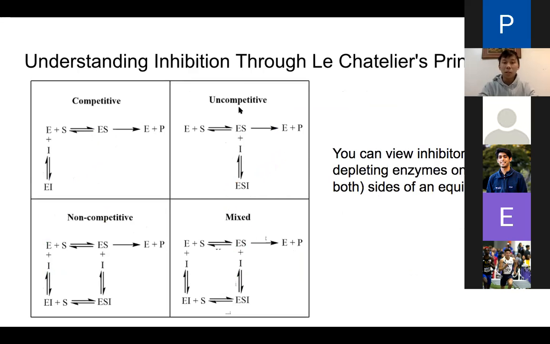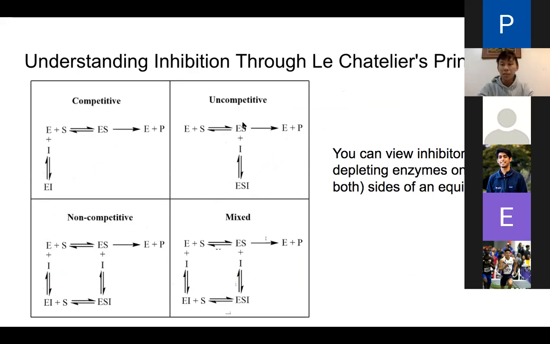So let's take a look at uncompetitive inhibition. In your textbook, and I think in your lecture, it's referred to as substrate-dependent inhibition, which I think is a better name because the inhibitor only binds to the enzyme when the substrate is present. So we can do a similar analysis, right? If the inhibitor binds the enzyme-substrate complex, it sequesters it in this form, and it prevents it from forming the product.